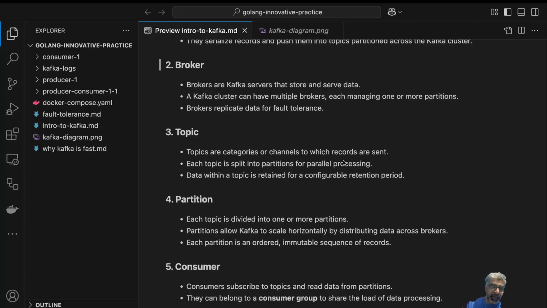And the data within the topic is retained for a configurable retention period. As I said earlier, the retention period is configurable. Generally, it is 7 days. But some companies go for 1 month. Some companies even go for only 1 day.